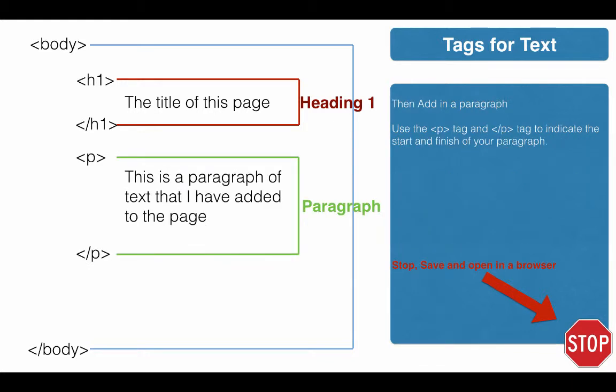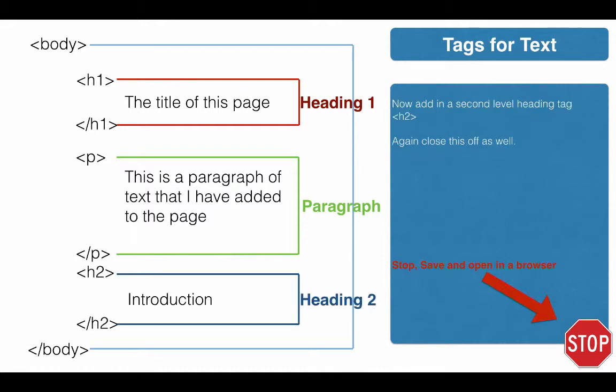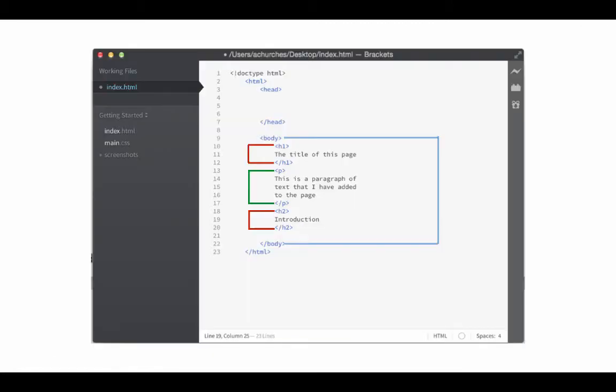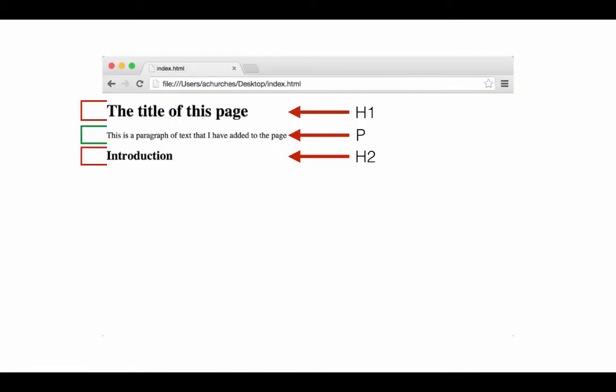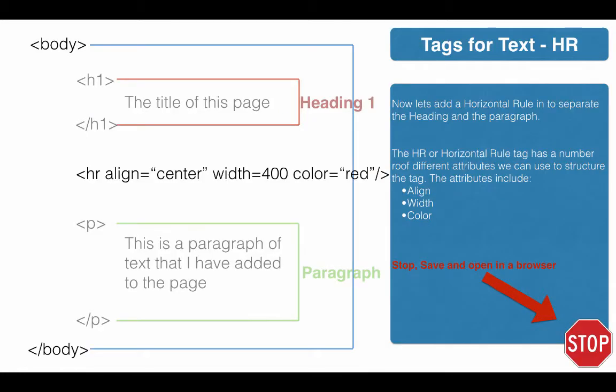Then we do the same thing with a paragraph tag. We open a P tag, type in our text that we want, and close the P tag. And then we can try the same with an H2. So we're starting to build up and use these tags that are going to give us some structure as we're going through. So now let's stop, go into our editor, we're using Brackets here, create our code, and then have a check in a browser and see what it looks like. Then we're going to add in another tag, which is our horizontal rule.